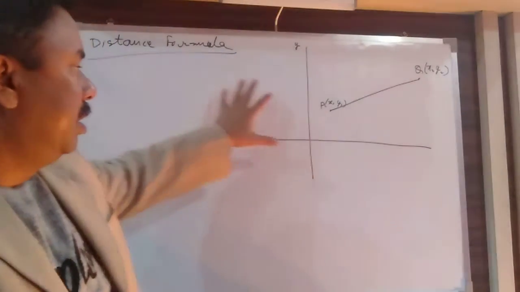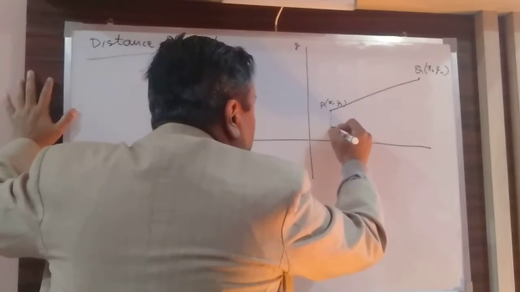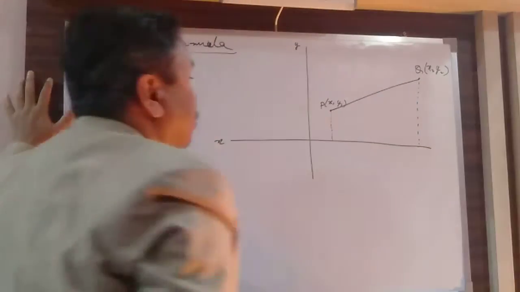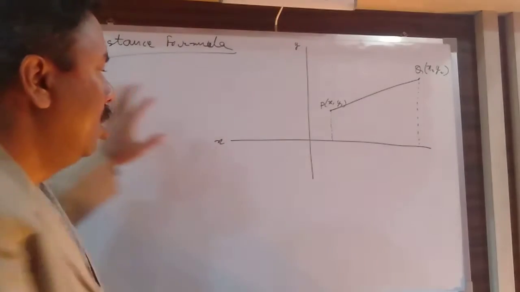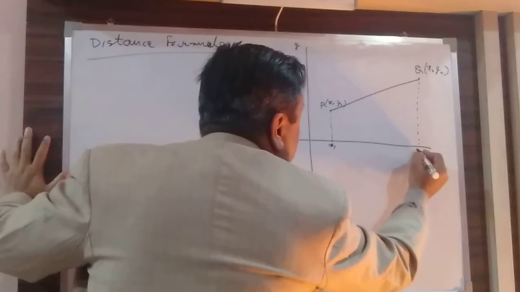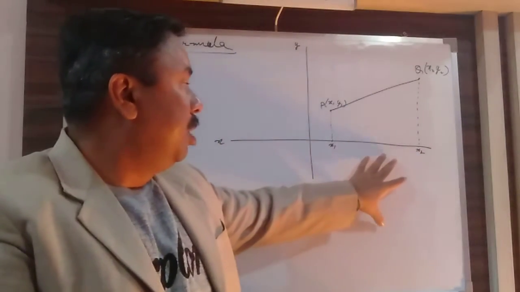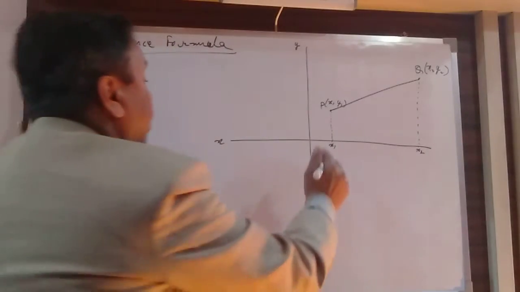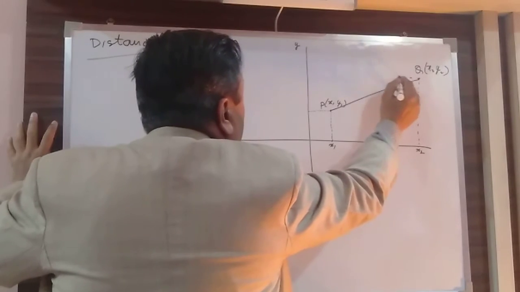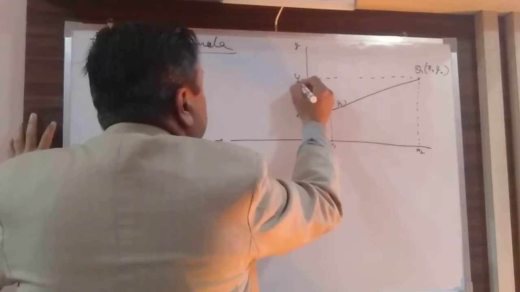How will I get it? Just draw perpendiculars on x-axis. Okay. So what will this point be? This point will be x1 and this point will be x2. Similarly, I will draw perpendiculars on y-axis also. So this point will be y1 and this point will be y2.